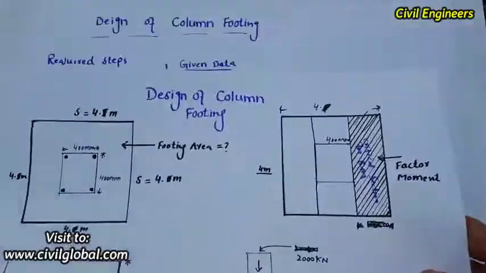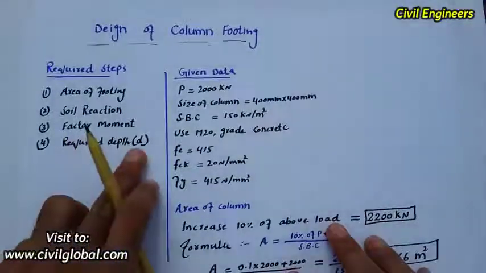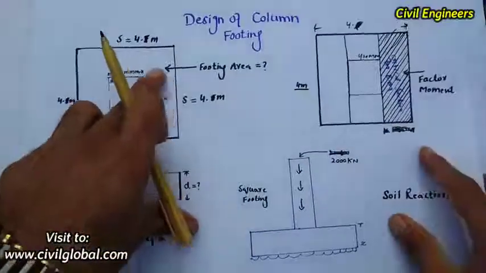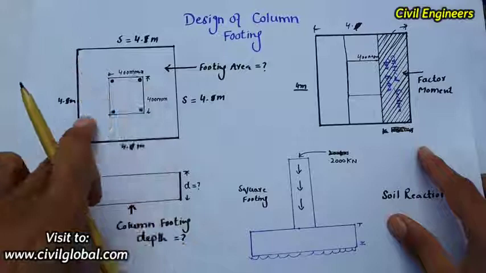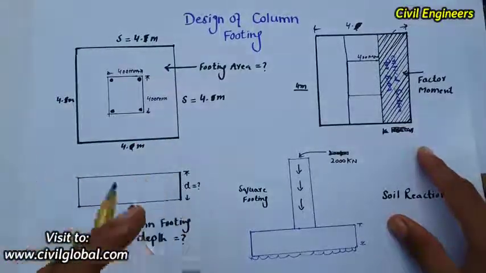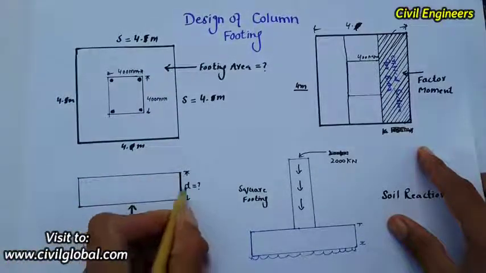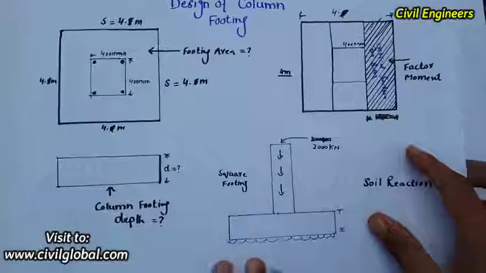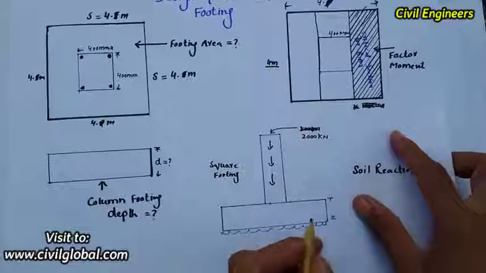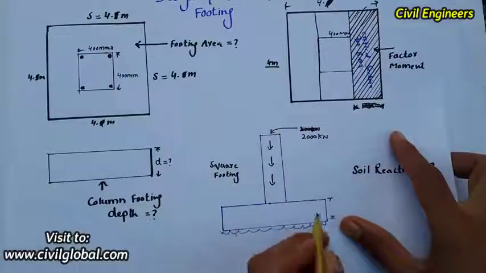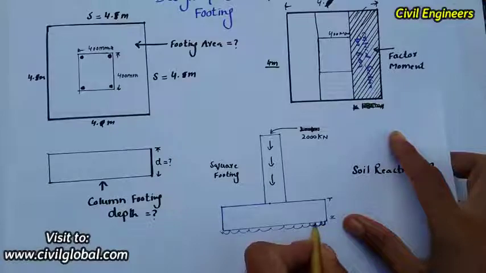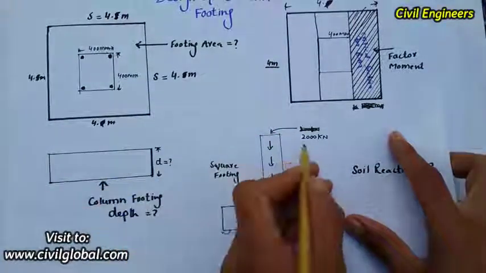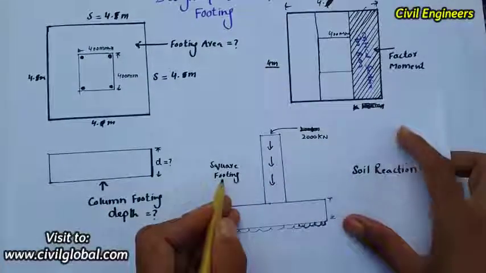And the last one, we need to find out the required depth for the footing. This is the column and this is the footing, so this is the depth of the footing. What will be the depth of the footing? So column footing depth is equal to... Now this is the column, and this is the footing, and this one is the bearing capacity of soil. The applied load on the column is 2000 kilonewton, and this is a square footing.